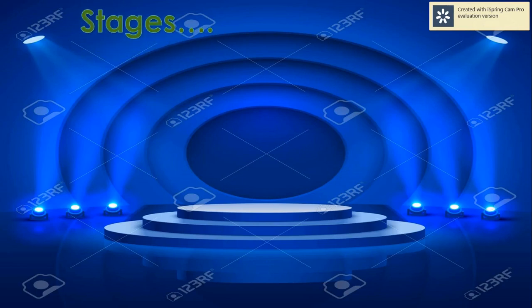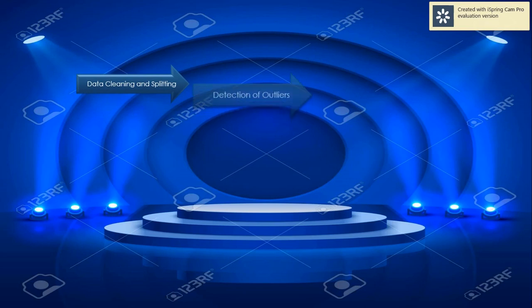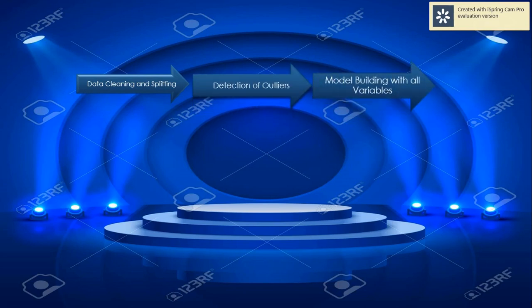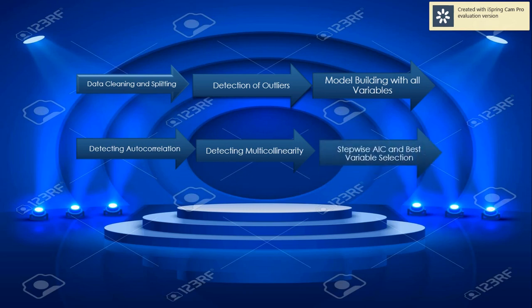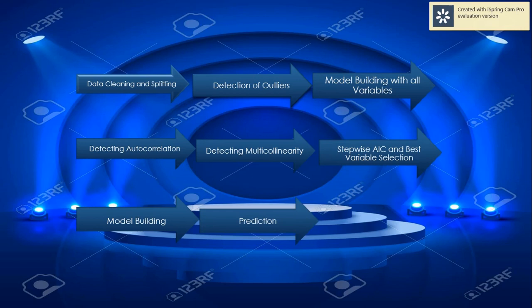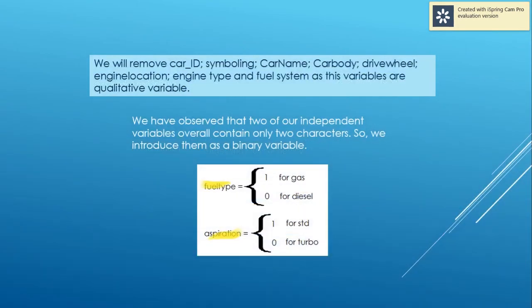The steps we have followed in our project are data cleaning, detection of outliers, model building with all variables, detecting autocorrelation, detecting multicollinearity, stepwise regression and best variable selection, model building with best variables, prediction, and finally conclusion. That is what we have learned so far.